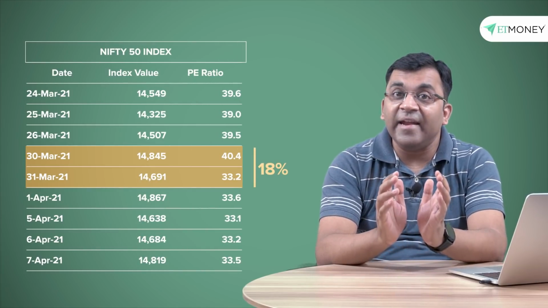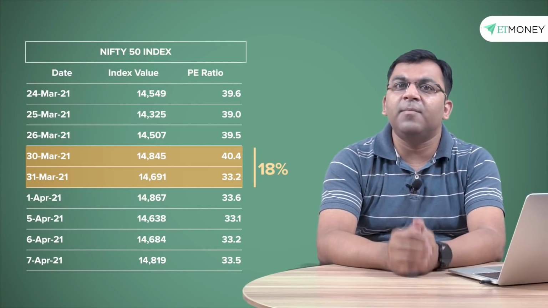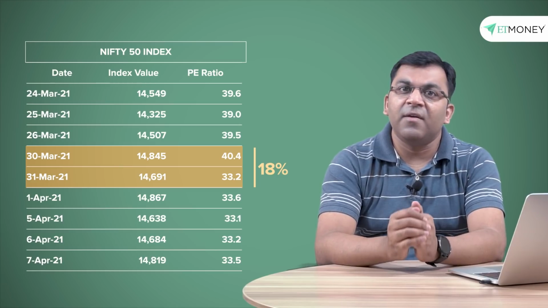On March 31st, the valuation of the Nifty 50 index got cheaper by almost 18%. Yes, 18%. And what's remarkable is that this change happened without the market actually falling. Confused? Then hang around because in this video we shall discuss what happened that led to the Nifty PE ratio falling by 18%, why it happened, and most importantly, what are the implications to you as an investor.